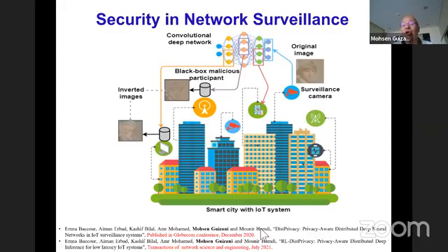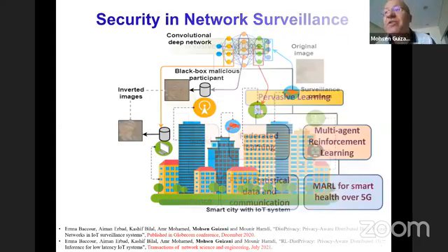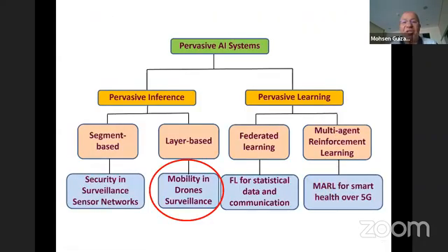I won't talk about the details of this application because of the time constraints here, but our publications are listed on the bottom, as you can see. And if you have any further questions at the end of the talk or later on, you can send me emails and we can brainstorm on that.